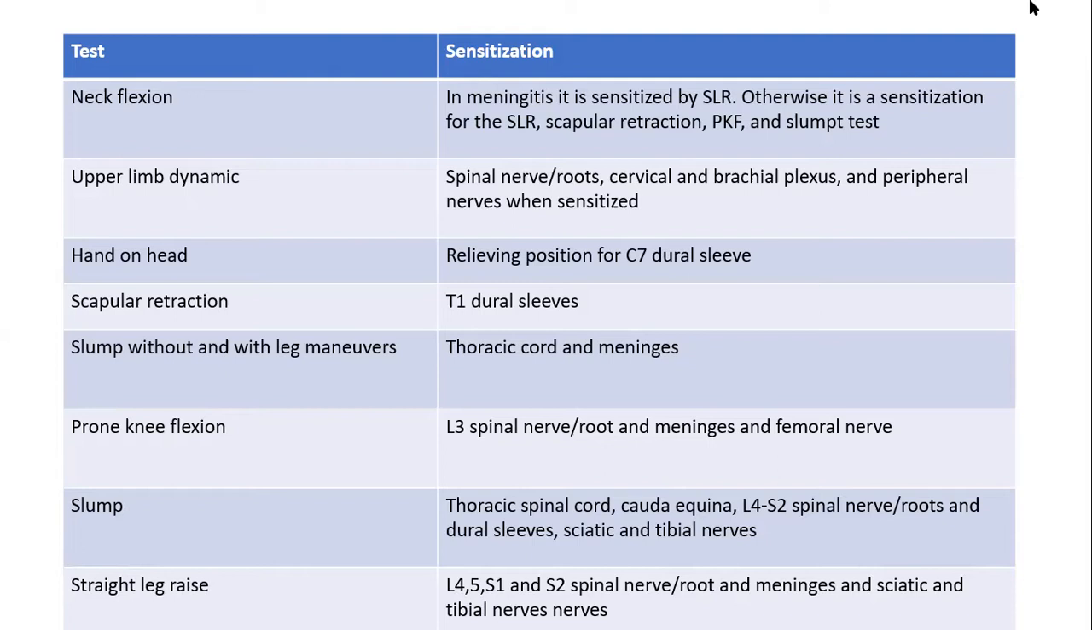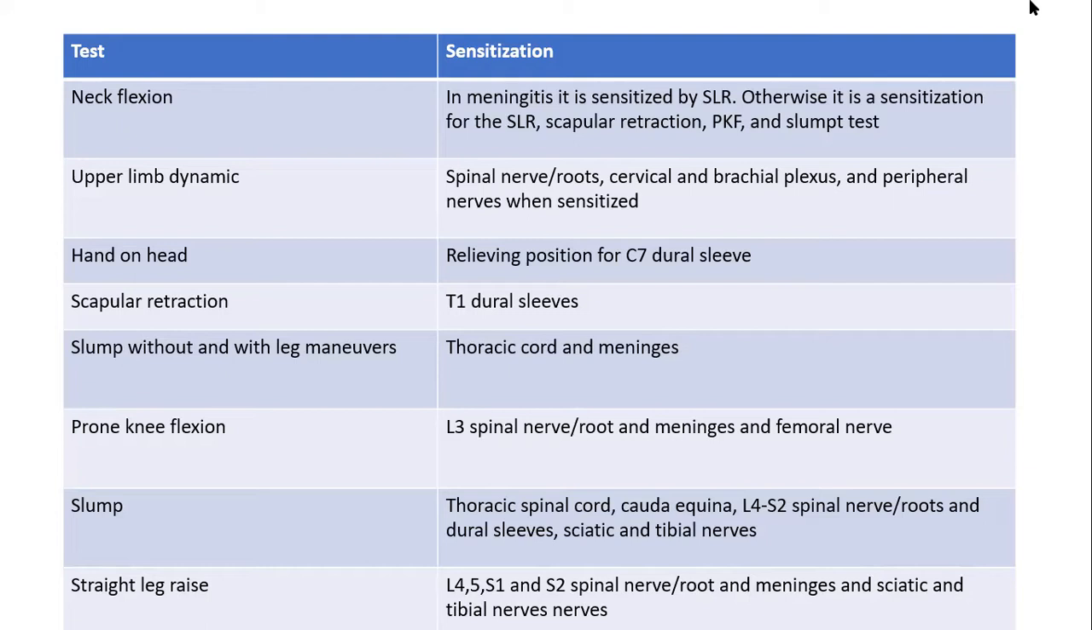So the basic test is contralateral side bending and abduction of the shoulder. The sensitizations for this are basically elbow extension, elbow flexion, wrist extension, wrist flexion. And this will tend to sensitize it to different parts of the neurological system, so the brachial plexus, all the way down to the peripheral nerves running over the wrist.